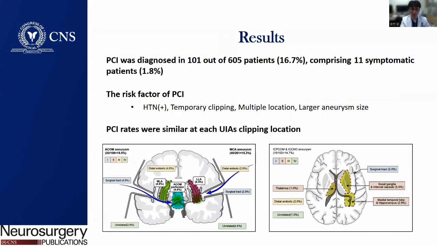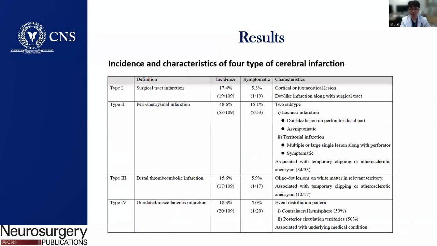Here comes the result. PCI was diagnosed in 16% of the patients, comprising 1.8% of symptomatic ones. Hypertension, temporary clipping application, multiple locations, and larger aneurysm sites were the risk factors of PCI. At each aneurysm location, the PCI rate and proportion of each type were not different. Type 2 PCI had the largest proportion, and it is also closely related to postoperative neurologic deficit.